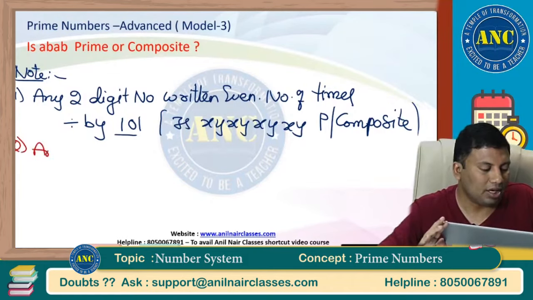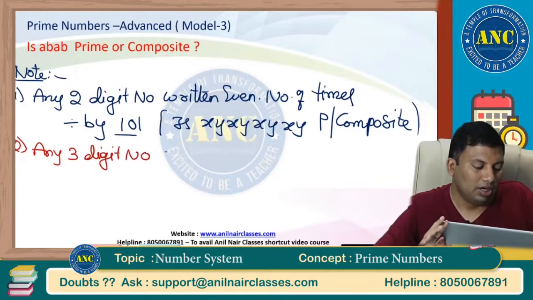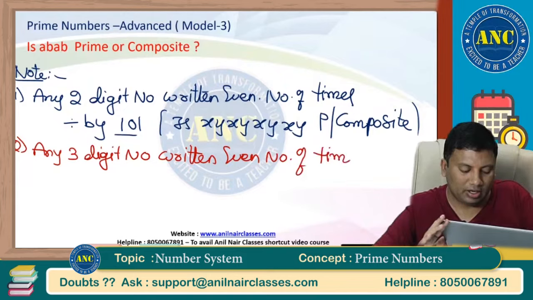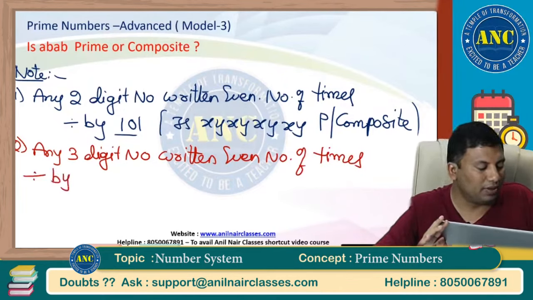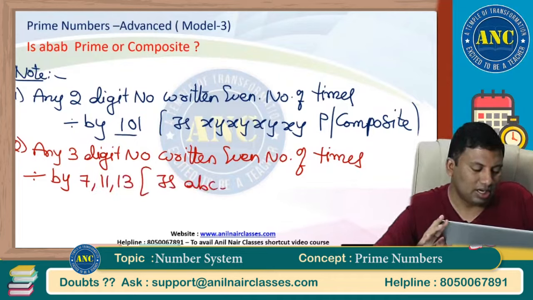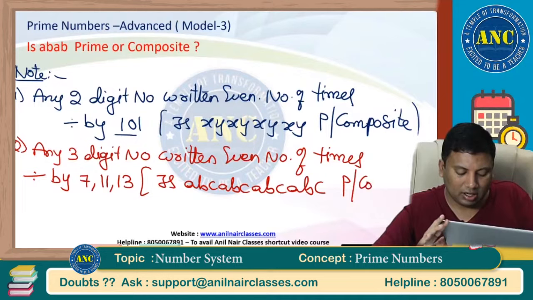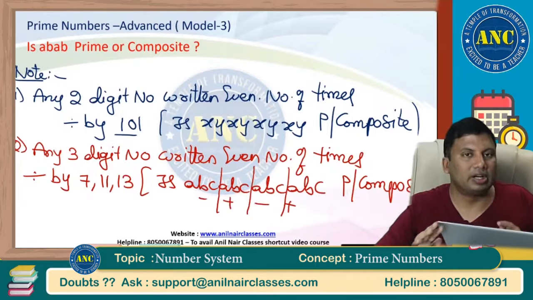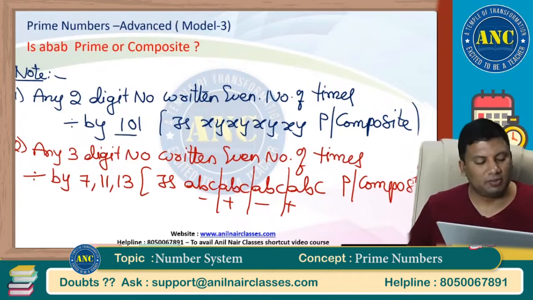Similarly, any 3-digit number, as in the previous case, written even number of times, is always divisible by 7, 11, 13. For example, if the question is ABC, prime or composite, take a group of 3 digits, alternately plus minus. So the answer is divisible by 7, 11, 13.